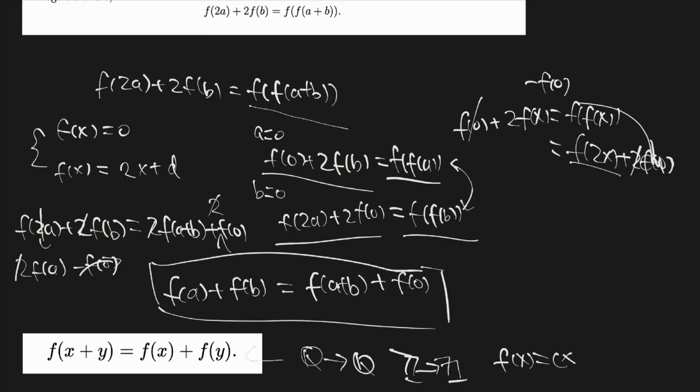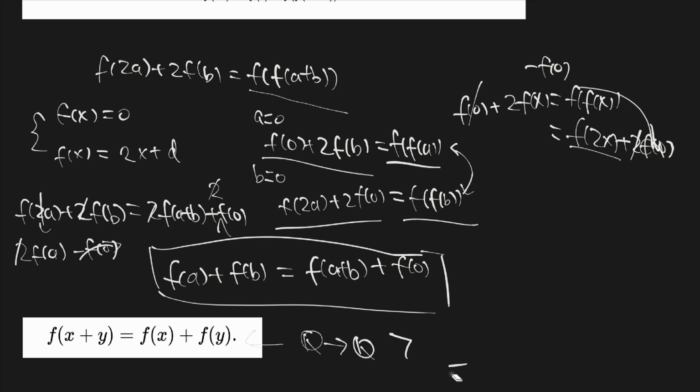But the problem is we actually have quite a troublesome f of 0 term on the right hand side, so that is a bit annoying, and we want to get rid of this constant. So how can we actually do that? Well, we can use a substitution here.